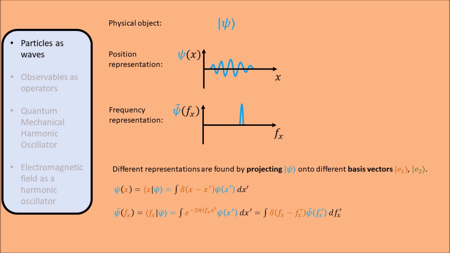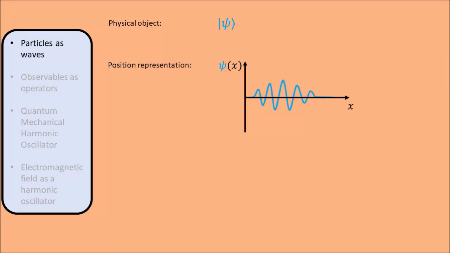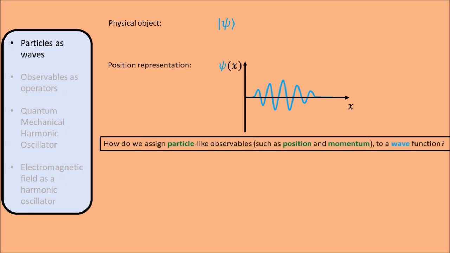So we've seen how the same physical wave function can be represented in different ways by projecting the wave function onto different basis vectors. But the more important question is, if this wave function is supposed to represent a particle, then how do we assign particle-like observables, such as position and momentum, to a wave function? After all, a point particle has one certain position at a certain point in time, but a wave function can be spread out throughout space.